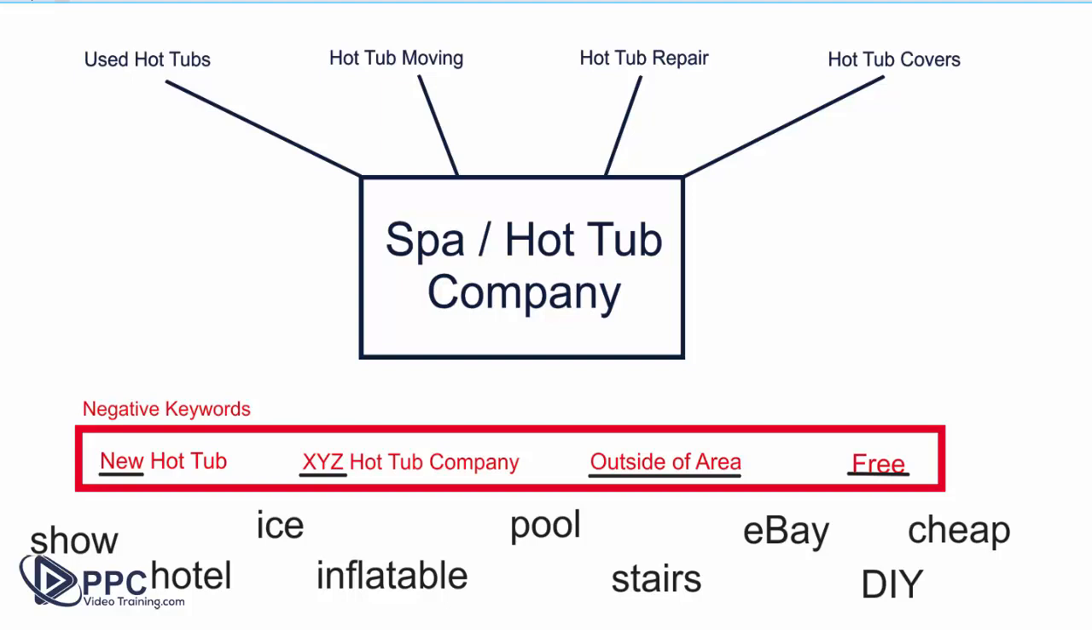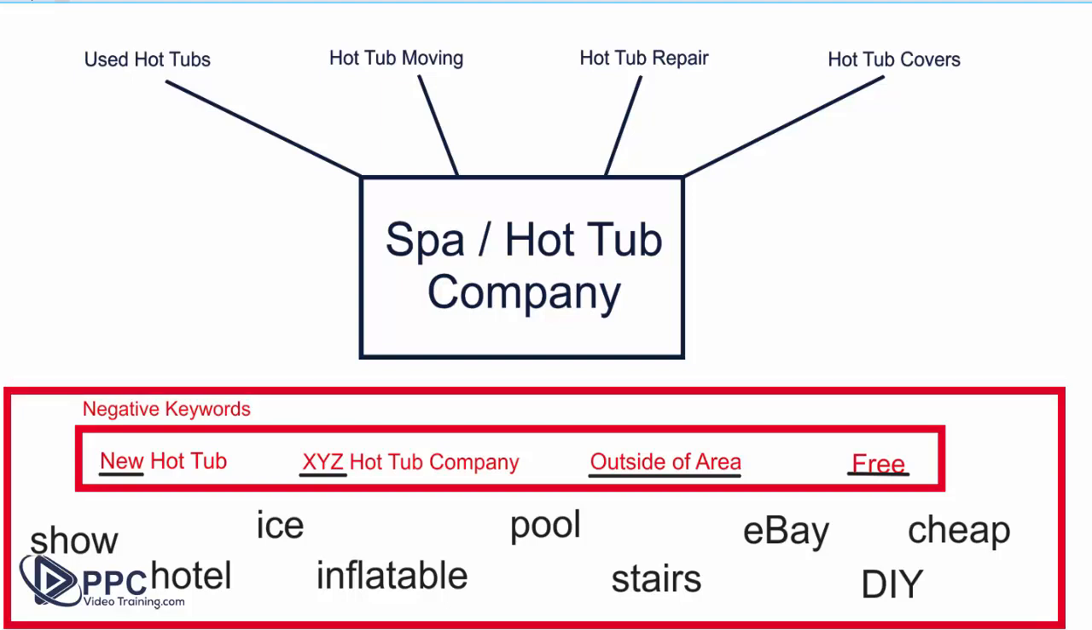Or cheap. Cheap tends to be a lot of price shoppers, so we don't necessarily want our ads to show up there. Usually a lot of clicks, maybe not a lot of conversions. In this campaign, we don't want our ads to show up for that. So those are just some examples of negative keywords that we would want to add to our campaign.